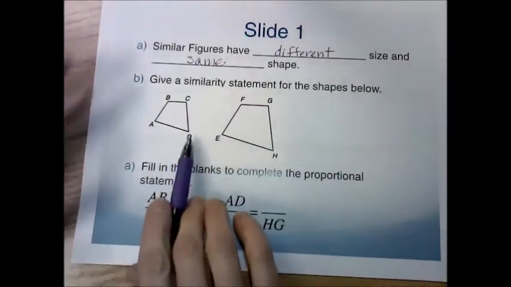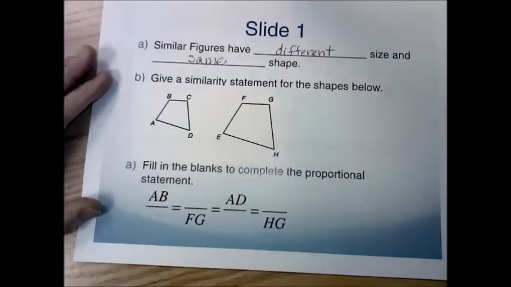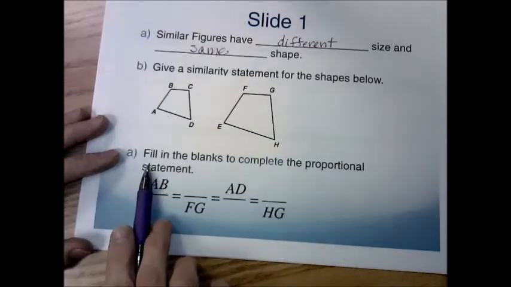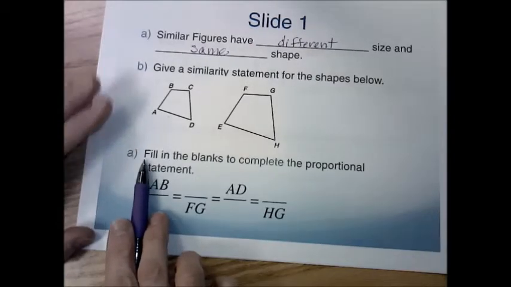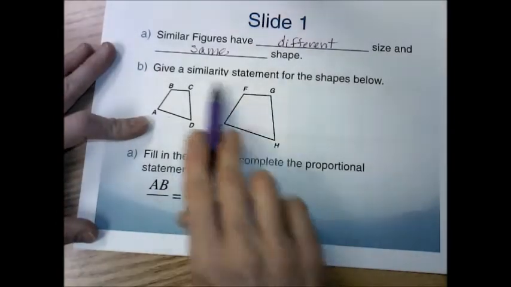B, give a similarity statement for the shapes below. So we have trapezoid ABCD and EFGH. So right now it says fill in. We're going to give a similarity statement first.